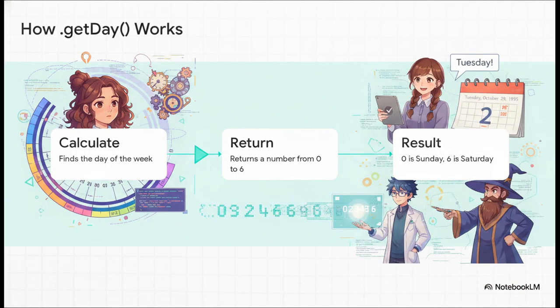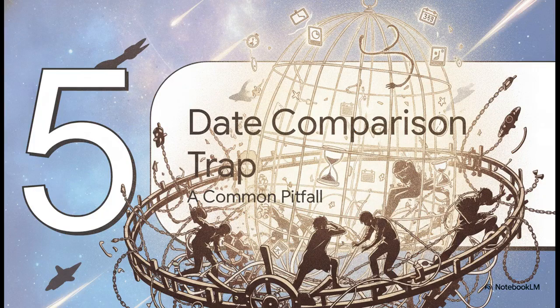But check this out. One of my absolute favorite methods is getDay. Notice it's different from getDate. What getDay does is calculate the day of the week you were born on. It runs the math behind the scenes and kicks back a number from 0 to 6, where 0 equals Sunday. So for that 1985 birthday, it returns a 2, which perfectly works out to a Tuesday. Pretty cool, right?